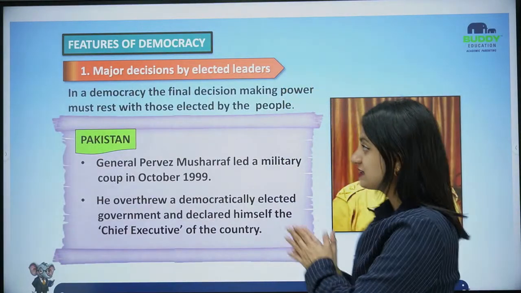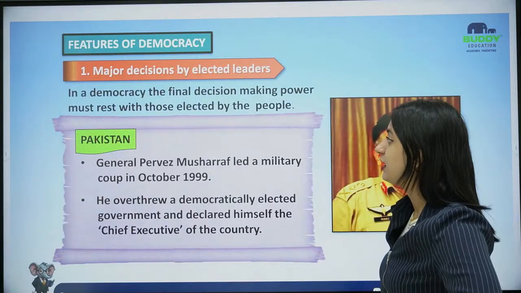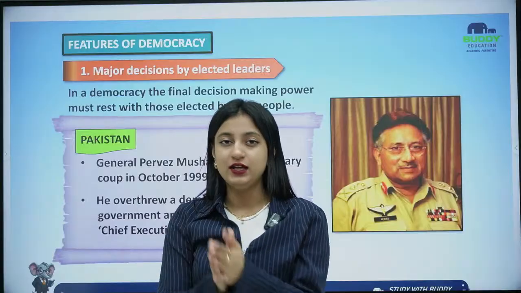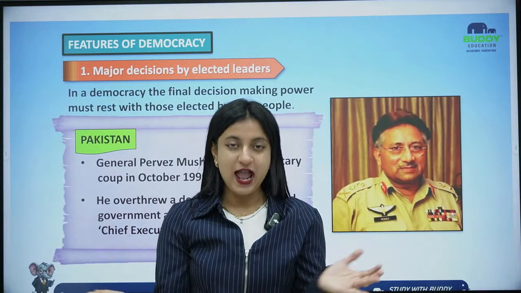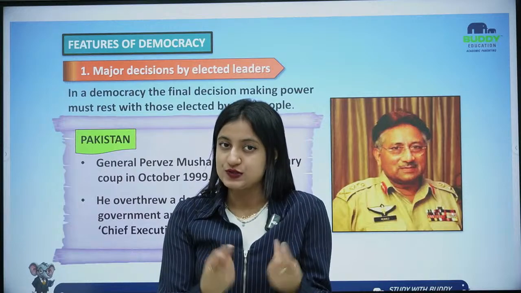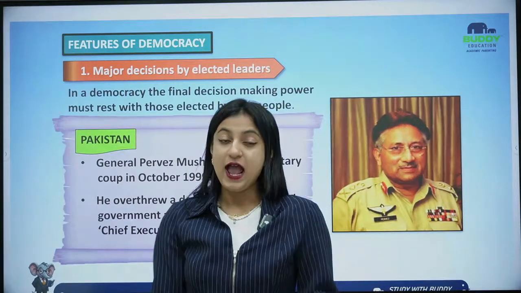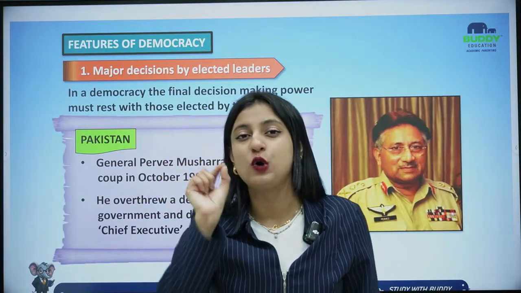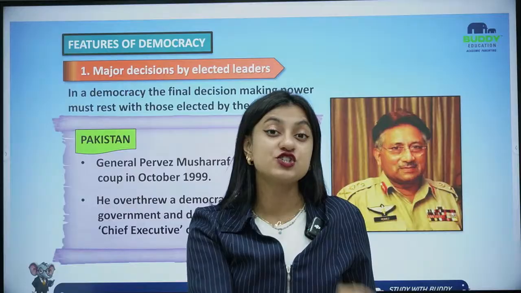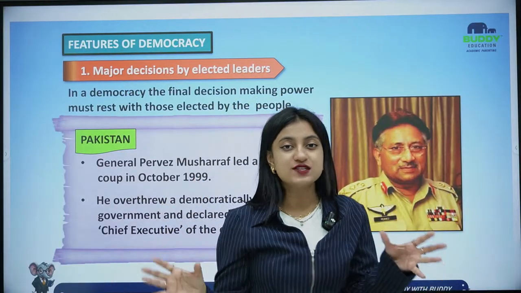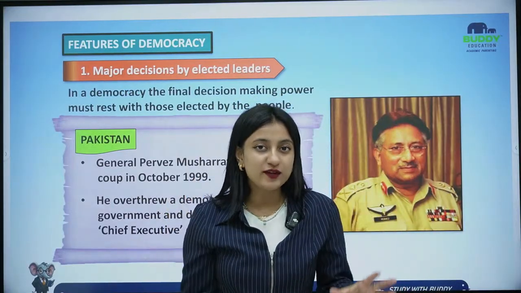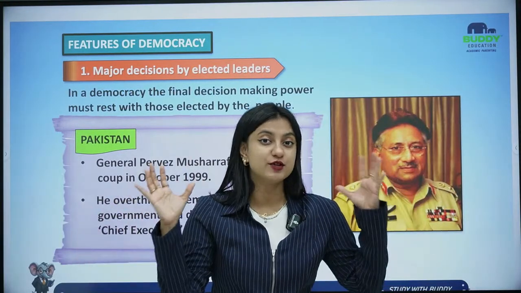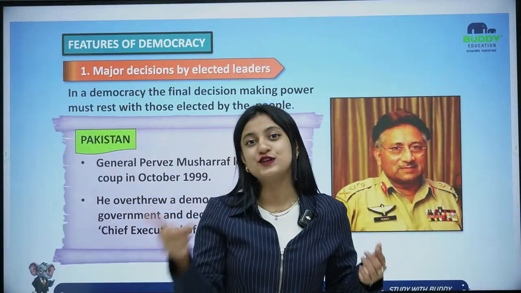I hope this part is clear. In a democracy, the final decision-making power must rest with the people. Now, have you heard that in India there is a parliament, and in the parliament there are two houses, Lok Sabha and Rajya Sabha? Whenever a law has to be passed, it is first called a bill, because there is a discussion by both the houses. Both the houses will sit upon it and decide whether they want to go with that bill or not. If both the houses have a clear majority of saying yes, that bill becomes a law.